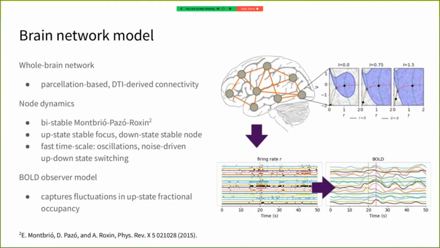Let us start with the network model. We employ whole brain network modeling, which is based on connectivity derived from DTI data based on some parcellation, and where each of the nodes is equipped with dynamics, in this case governed by a bistable Montbrió-Pazó-Roxin model. This model has two stable states, upstate stable focus and downstate stable node. That means that on the fast time scale it can exhibit oscillations in the upstate and noise-driven switching between the up and down states. On top of that, we process this simulated data with a BOLD observer model, which translates the fast time scale firing rate for each of the nodes to a BOLD signal as comes out of fMRI.